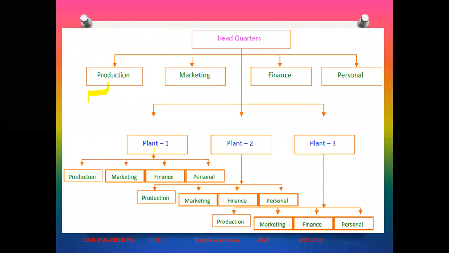Now from this plant 1, what things do you have? Again you have production, marketing, finance, personnel. The same again in plant 2: production, marketing, finance, personnel. Plant 3, the same thing.